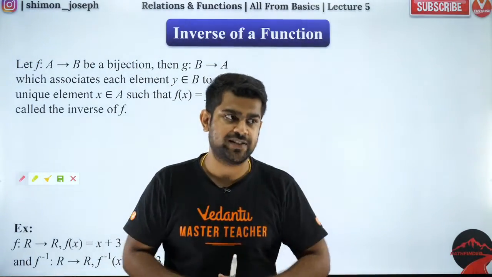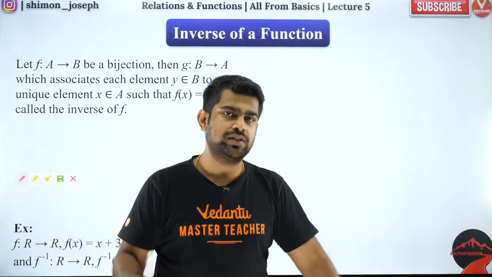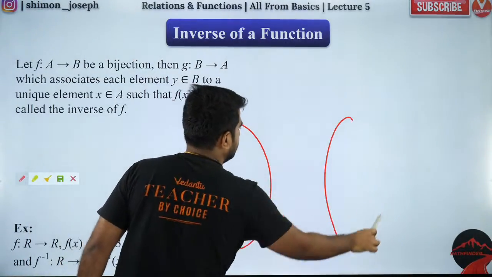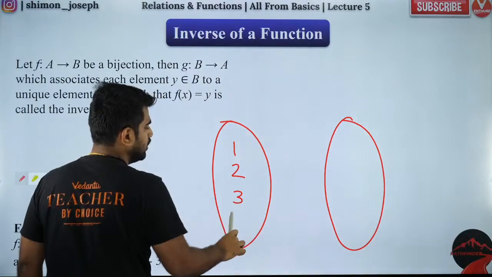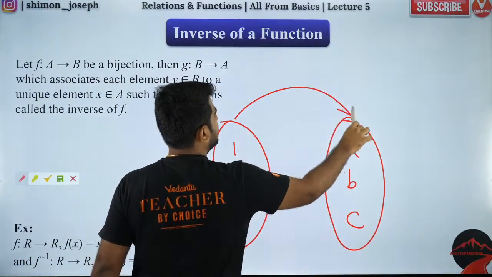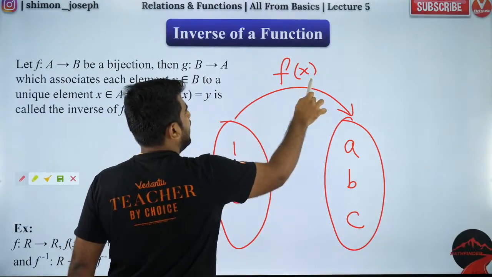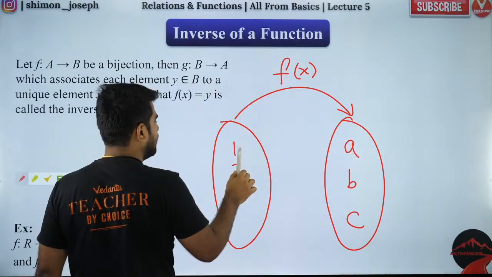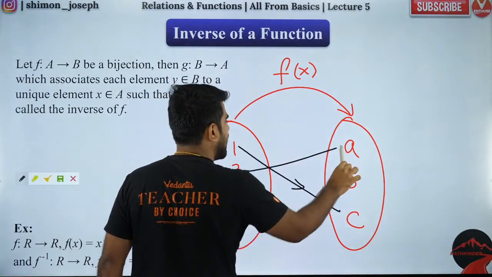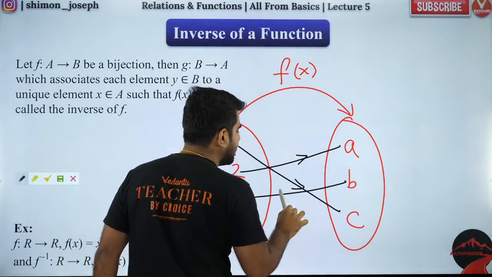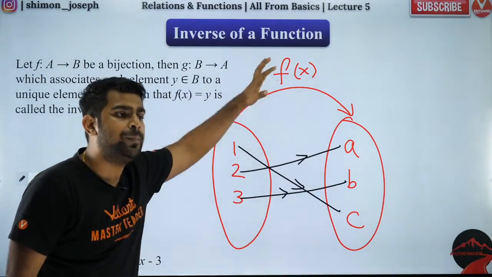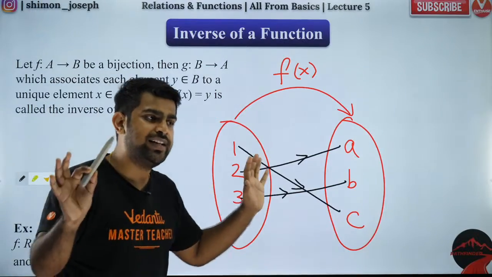Please listen carefully, guys. So inverse of a function means, let us say you have f of x. Let's say you have 1, 2, 3 and let's say you have a, b, c. So if you have a function like this, let's say f of x is a bijection. Bijection means what? It is 1 to 1 and onto. So do you guys agree this is a bijection? Are you all clear with it?